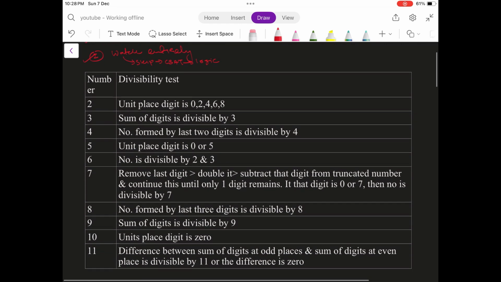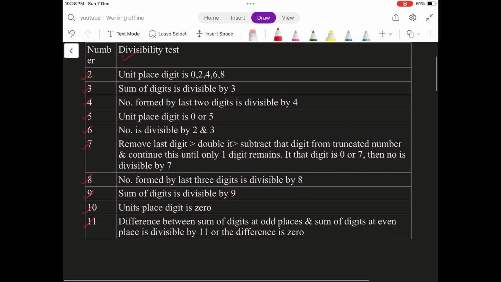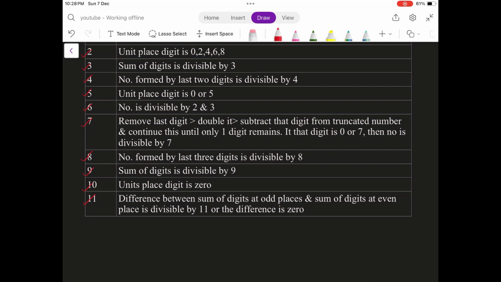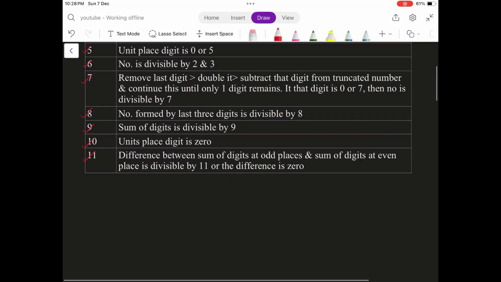So in this topic we are going to discuss divisibility test for 2, 3, 4, 5, 6, 7, 8, 9, 10 and 11. Divisibility test meaning we will learn which numbers will be divisible by these digits. First we will study divisibility of 2. Means what kind of numbers are divisible by 2.